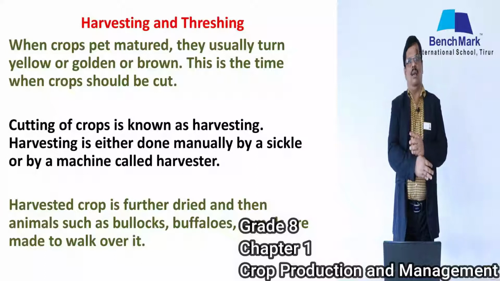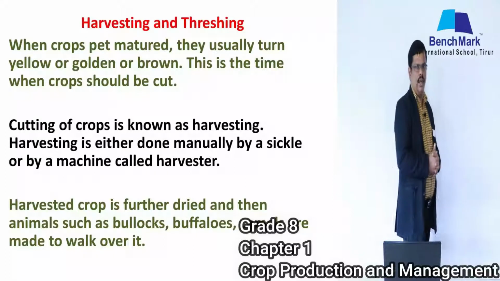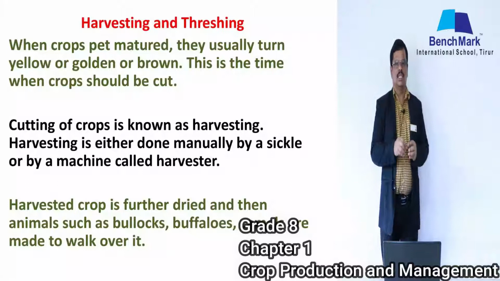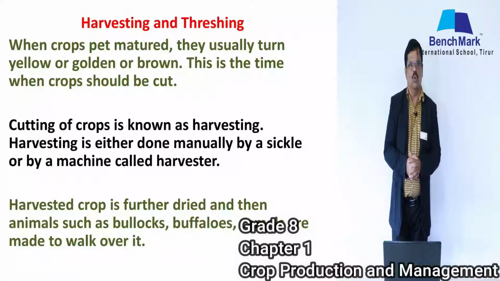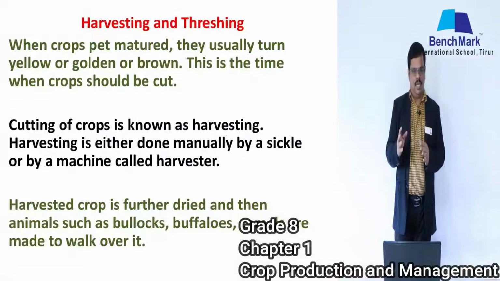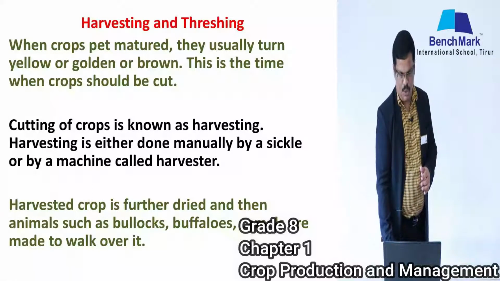In traditional times, with the help of bullocks, buffaloes, camels, they walk on it. They walk on it so that the skin or other things are removed from the seed. So after harvesting, the next step is drying, and in this process these bullocks and other animals are involved.